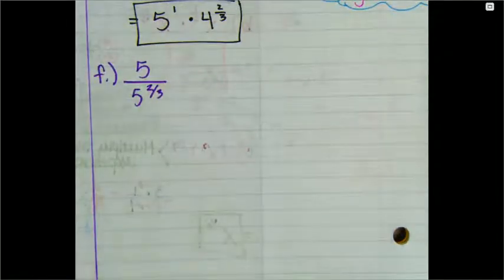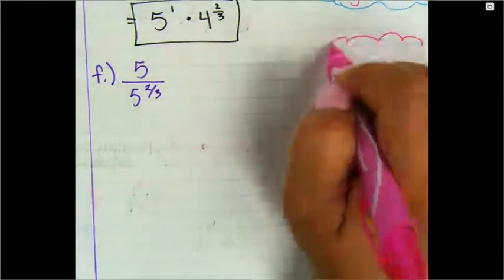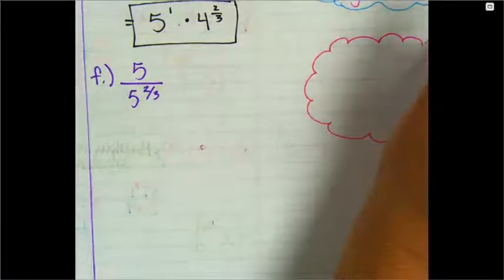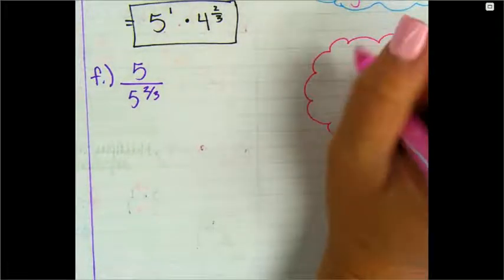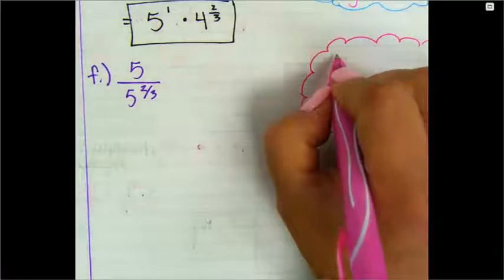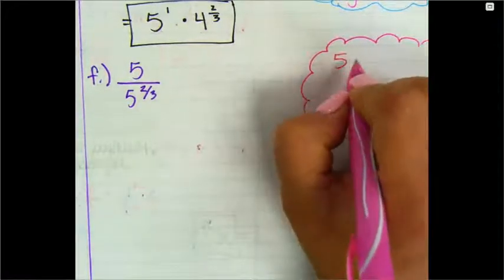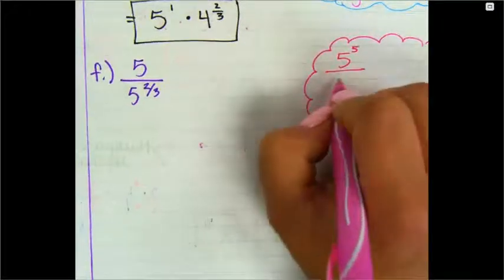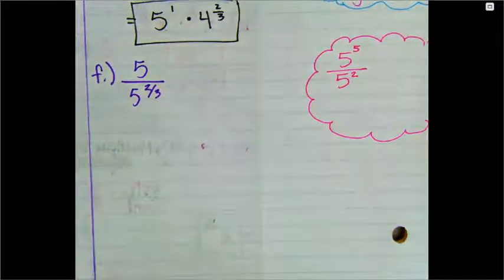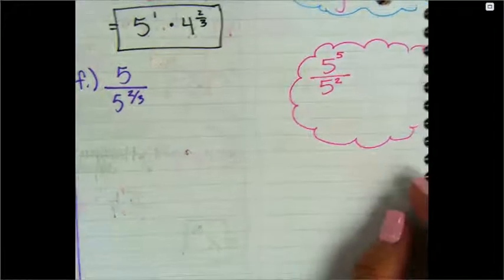5 over 5 to the 2/3. Ready? Okay. My little think bubbles. Okay, if I have 5 to the 5th power over 5 squared.